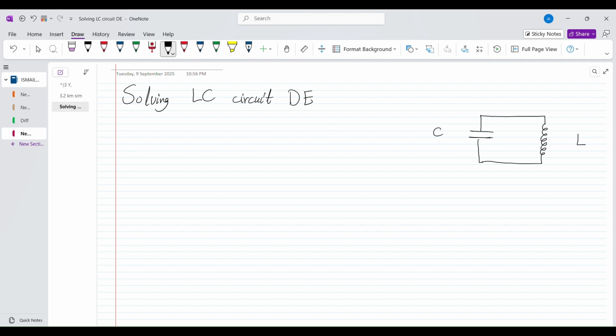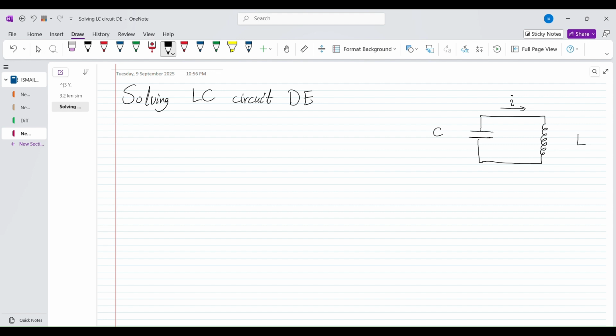And before applying this rule, we should assume a direction for the current. The direction of the current, well, I can assume it wherever I want. I can assume it clockwise or counterclockwise. So I will just assume that it is in this direction. So clockwise.